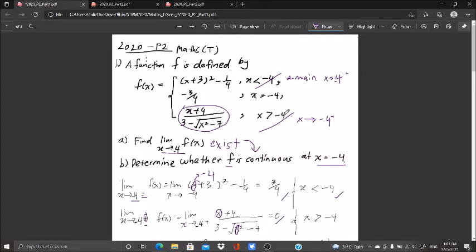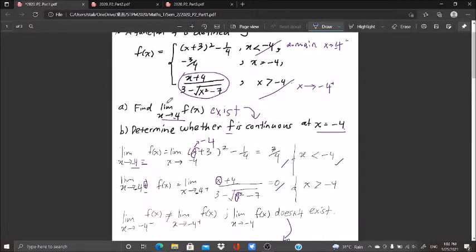When x is greater than negative 4, f(x) is equal to (x + 4) divided by (3 minus square root of x squared minus 7). So this is the term when x is approaching negative 4 from the positive side, which means in this term, x can be negative 3, negative 2, negative 1. In the other term, x can be negative 5, negative 6, negative 7, and above, okay? So A, find whether the limit of f(x) as x approaches negative 4 exists.